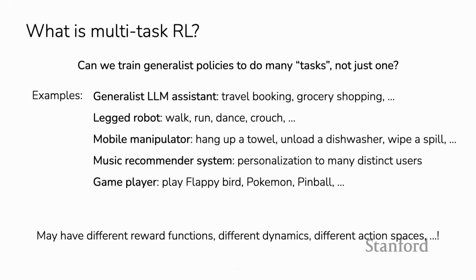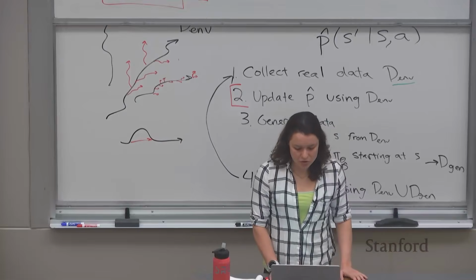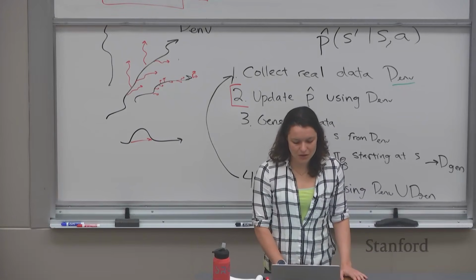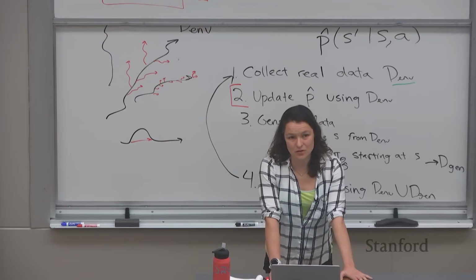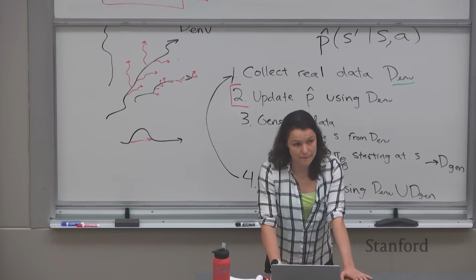And there are scenarios where, if you think about each of these tasks as their own reinforcement learning problem, they might have different reward functions from the other tasks. They might, in some cases, have different dynamics, like the dynamics of different games, or the dynamics of different people. They might have different action spaces even. And so when you're trying to train policies across these different tasks, there are some considerations that come up when you try to do that.